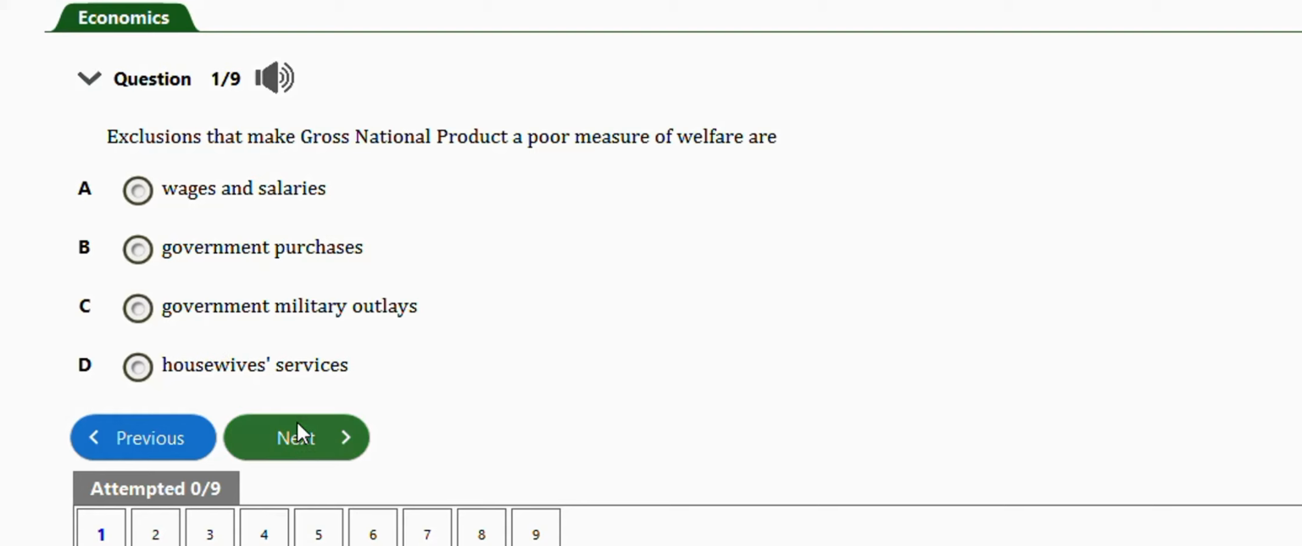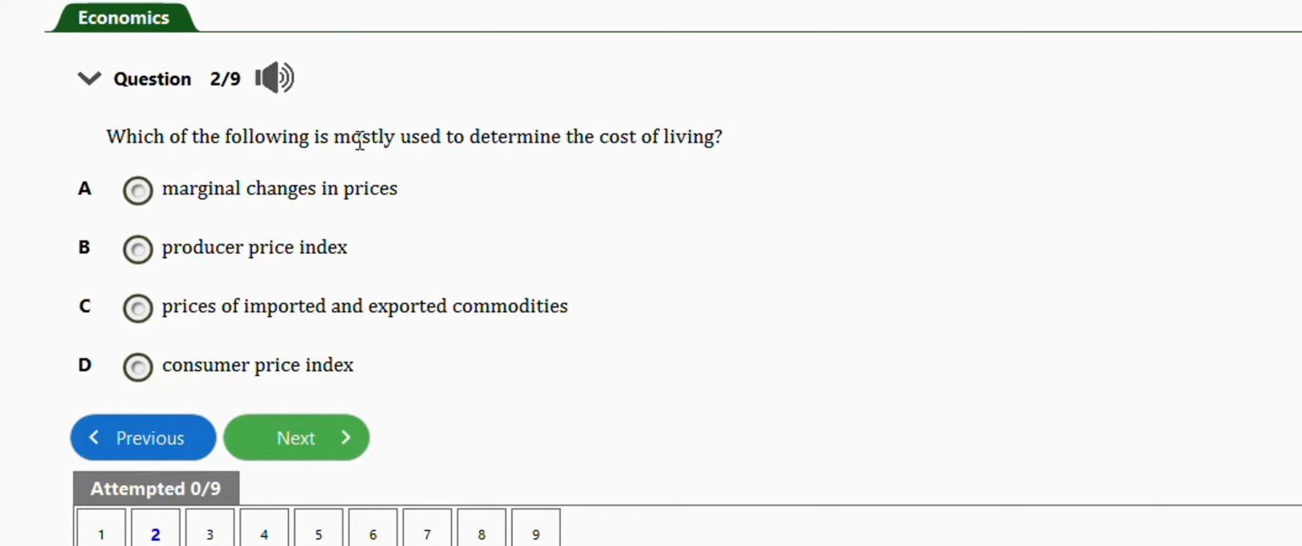Okay, next the question is this one. It says, which of the following is mostly used to determine the cost of living? We have marginal changes in prices, producer price index, prices of imported and exported commodities, consumer price index. The right answer is option D. Consumer price index is mostly used to determine the cost of living.